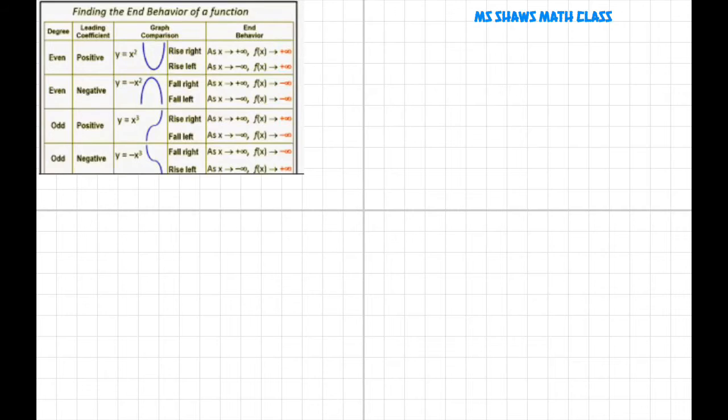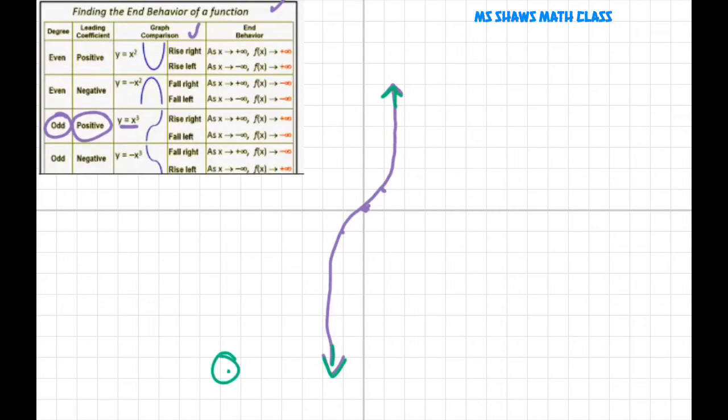Alright, so first thing we know from our graph comparison is we have odd degree and it's positive. So it looks like this. You can graph it or just know the graph. The main thing we're doing is trying to determine the end behavior, so which quadrant are we starting and ending? We're going to be starting in quadrant 3 and ending in quadrant 1. Quadrant 1 is positive, positive, and quadrant 3 is negative, negative.